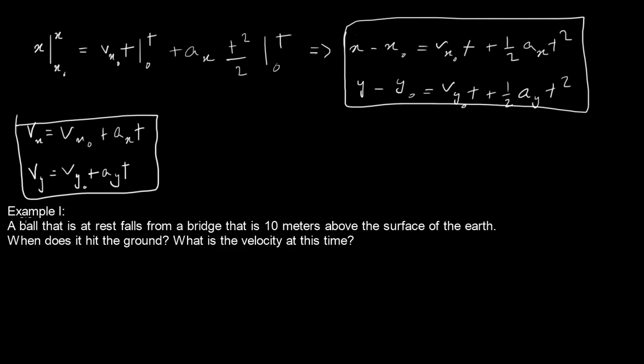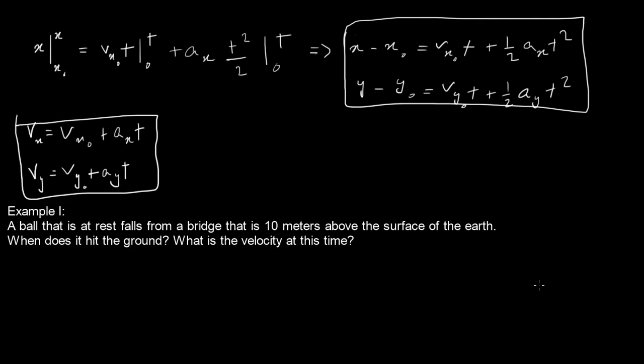This is a simple example that I'm going to solve now using these equations. A ball that is at rest falls from a bridge that is 10 meters above the surface of the earth. When does it hit the ground? What is the velocity at this time?